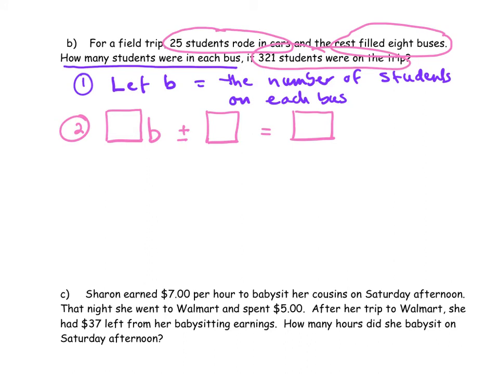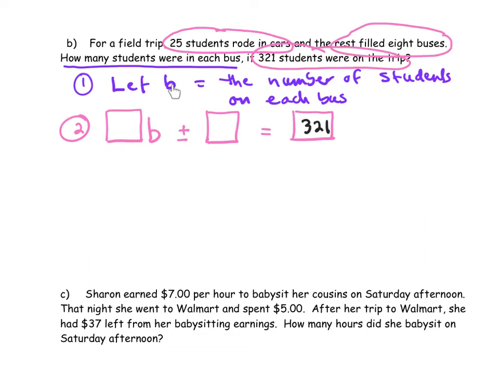Okay. So as I look at this, I'm looking for a number that is associated with buses. I'm looking for a constant, and I'm looking for a total. So this total for me stands out. That's a number that kind of stands out, and I know where it goes. So it's 320 total students were on the trip. Well, if I look at this 25, it mentions these students were in cars. So that doesn't have to do with my bus. So it does mention the rest filled 8 buses.